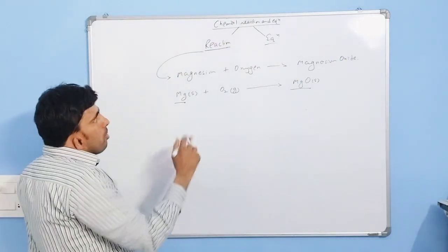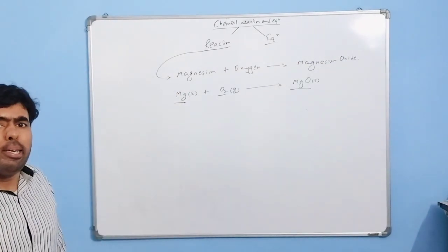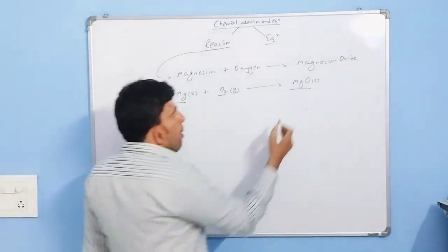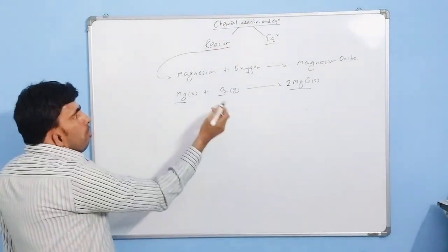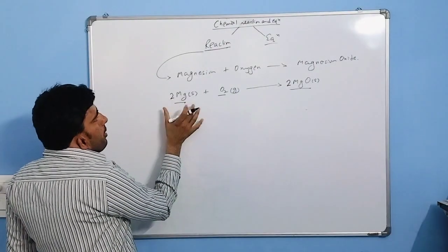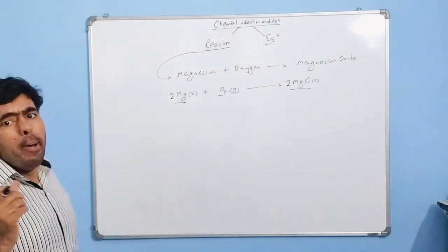But in oxygen, they have given two atoms. So I have to balance it. I have to write here. So to balance magnesium, I have to write this. So now I can say this equation is in balanced form.